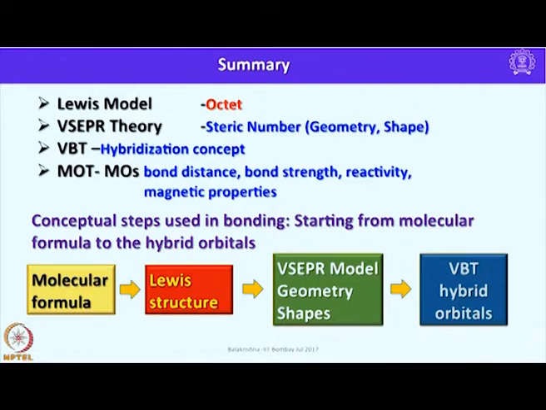So, the octet model is given importance, whereas VSEPR theory gives emphasis to the steric number, and the steric number is nothing but the number of bonded pairs plus the number of lone pairs, and how we can dispose these steric numbers from the central atom away from each other to minimize interaction. That results in a particular standard geometry, and when we do not consider lone pairs, we get the shape of the molecule. And then valence bond theory talks about the hybridization concept.